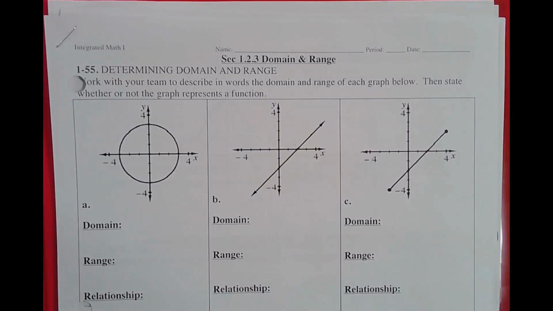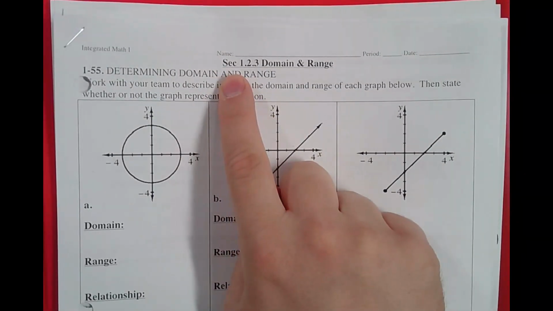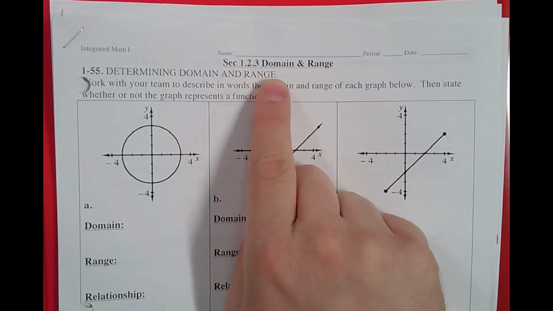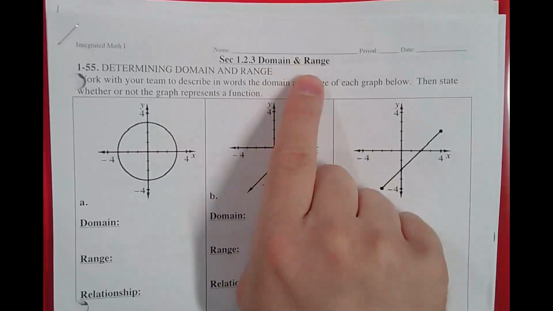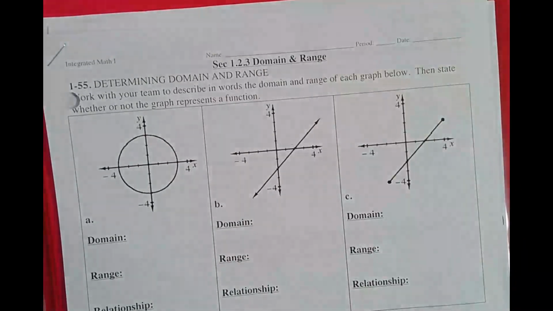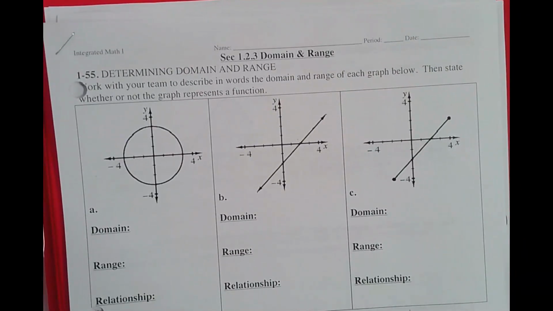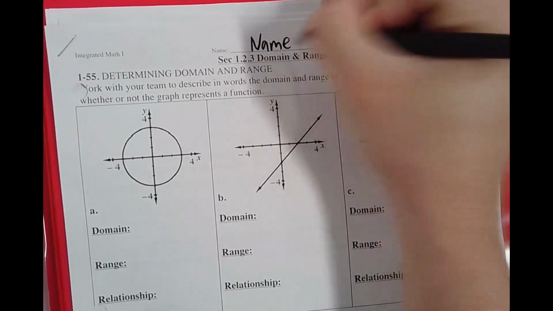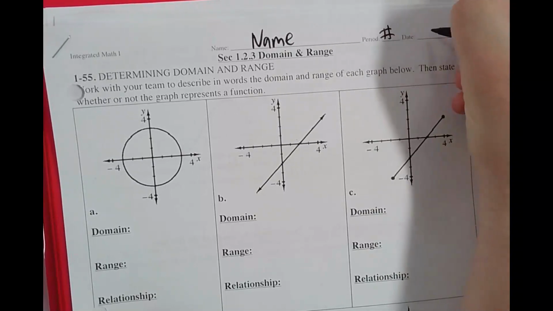All right, wonderful students. Today we're going to be going over section 1.2.3, domain and range. Domain and range is one of the topics on the chapter 1 test, so we're preparing for that. Start by writing your name, please, your period number, and today's date.